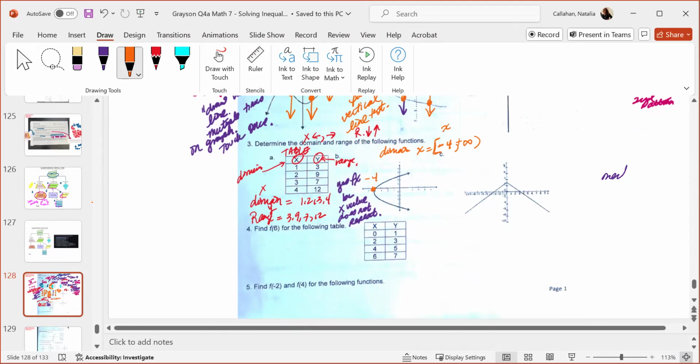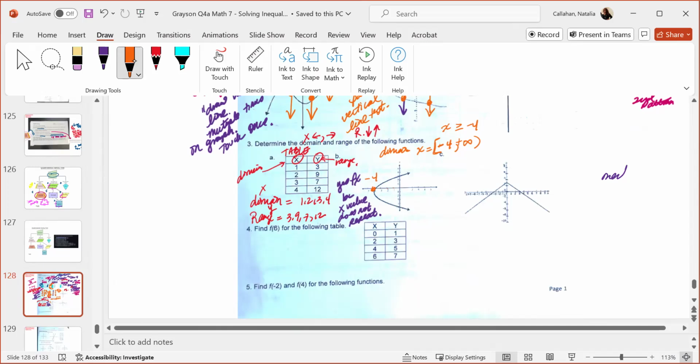Or another way of writing this is x. x is greater than or equal to -4. Do you see that? Bracket.